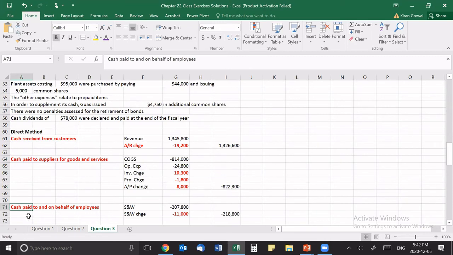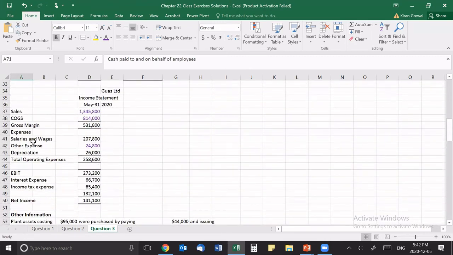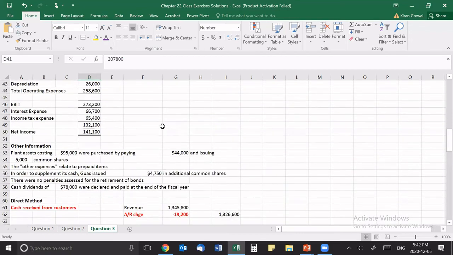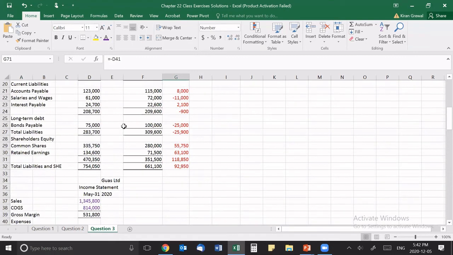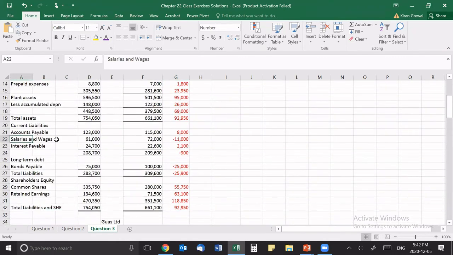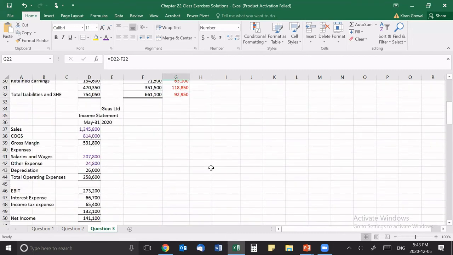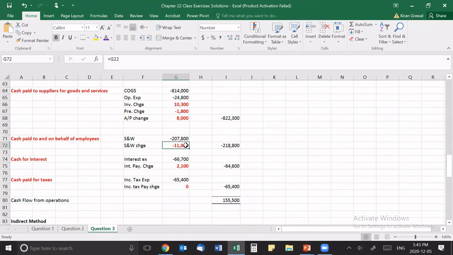Next thing we're going to take out of our income statement is cash paid on behalf of employees. So that's when we do our salaries and wages expense. So that's kind of a separate line item. And it's an expense, so it's going to be a negative amount, so negative 207,800. And then related to that, we have our salaries and wages payable. It went down. So if salaries and wages payable goes down by 11,000, that means we paid the cash. So we have to deduct that 11,000. Okay, so then in total, we have 218 there.